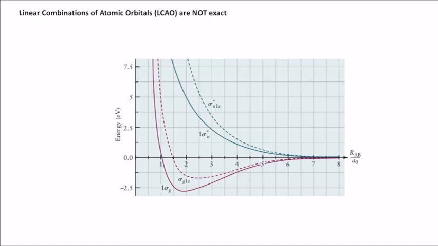We are able to use linear combinations of atomic orbitals to calculate the bonding for H2 plus. We find those calculations are the dashed line. We see that the dashed lines are not exact, right? The exact solution is the solid line. Okay, so this is the anti-bonding, this is the bonding.